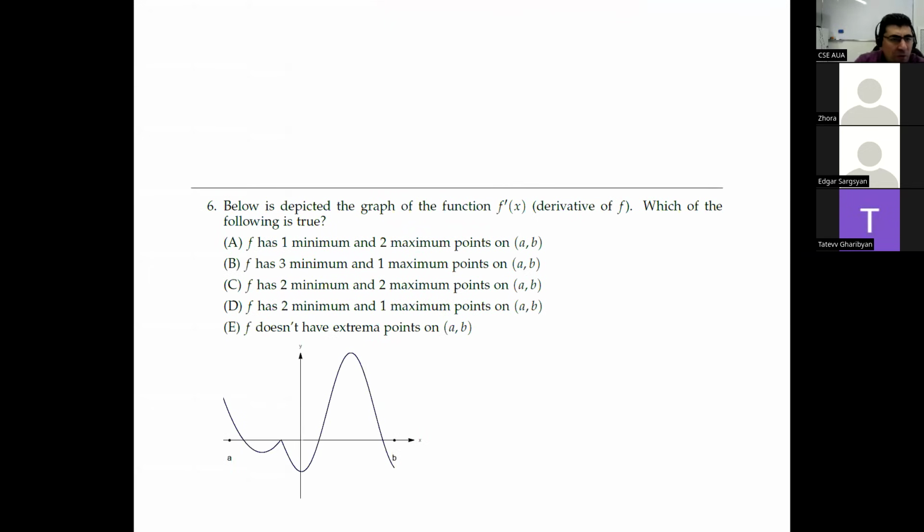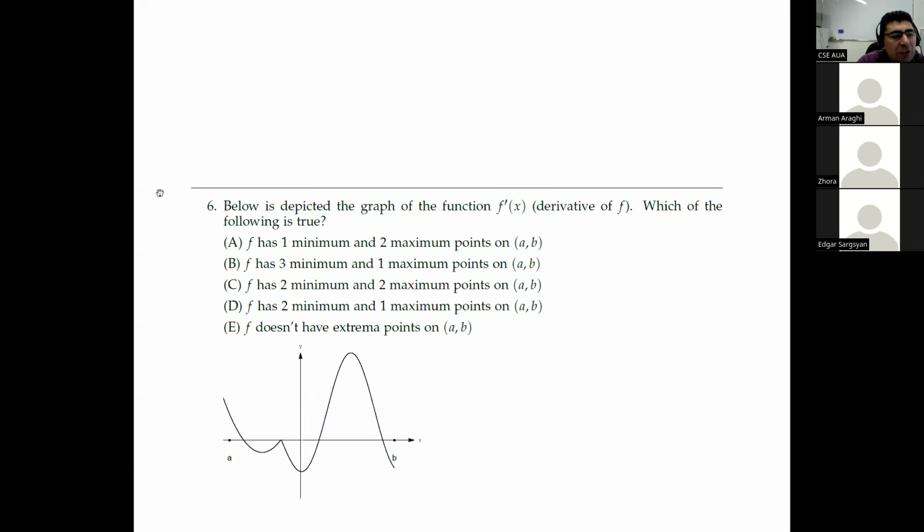We have the graph of the function f prime. Guys, please be careful. Often we are not reading our exercises correctly, and we are missing some very important condition, like this is not the graph of f, this is the graph of f prime. Which of the following is true? Statement A says f has one minimum and two maximum points on the AB interval.